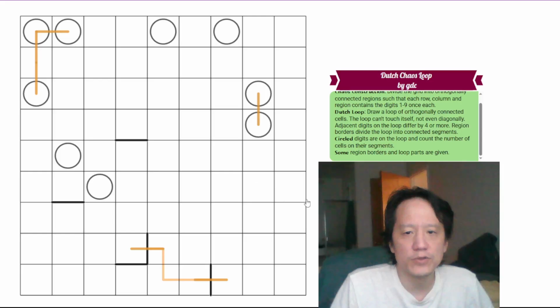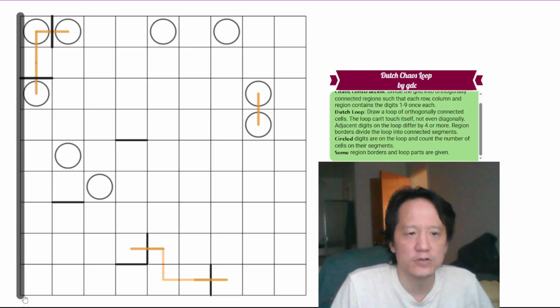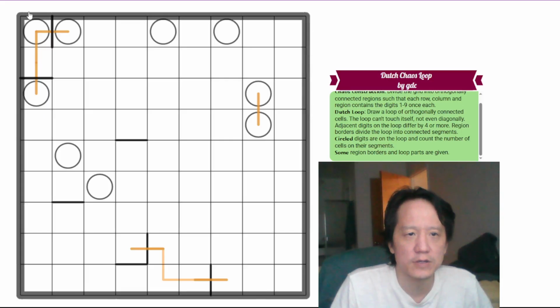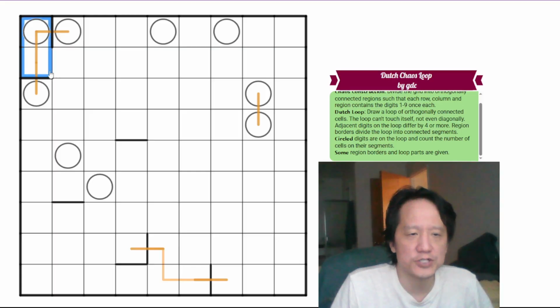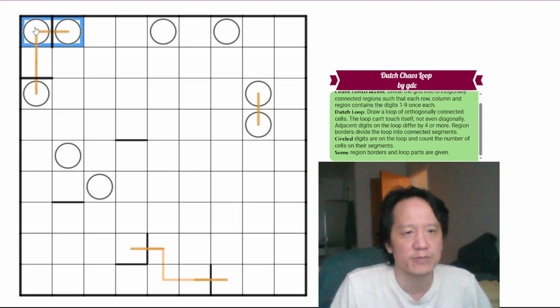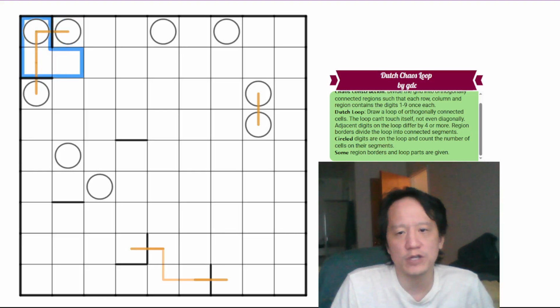So we know there must be a border, okay, here, and there must be a border here. Let's go the full border around the grid. This is a region here. And again, the reason why we know this is that these cannot be the same digit. And if they are in the same segment, they would have the same digit in them because they count the number of cells on their segment. So these have to be different segments. Therefore, we know this region must go this way.